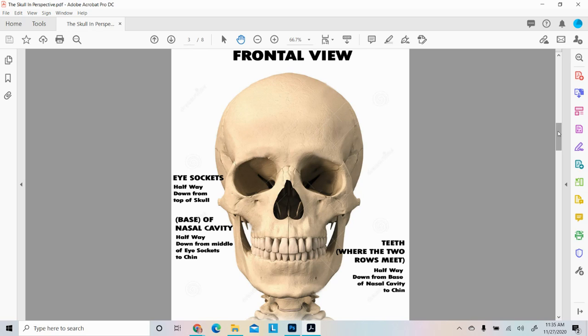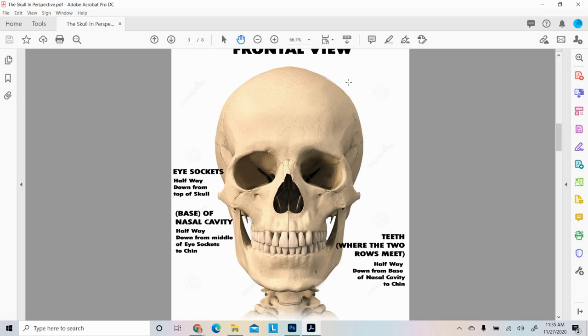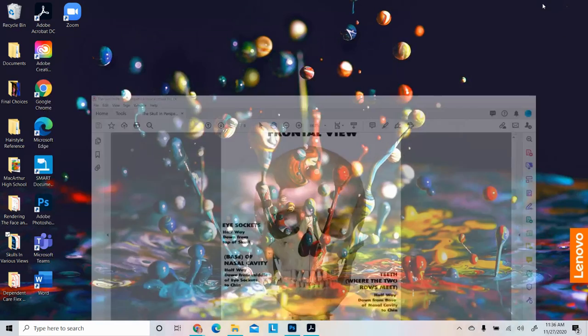So for starters, when we're looking at a frontal view, the question is whether or not the skull in its entirety is symmetrical or asymmetrical. Symmetrical means that you're able to slice the skull in half vertically, right down the middle, and that would mean that both halves are perfectly equal, they're identical on both sides. So when we do that, let's try this over here.